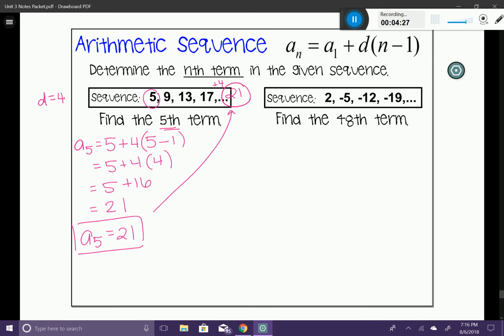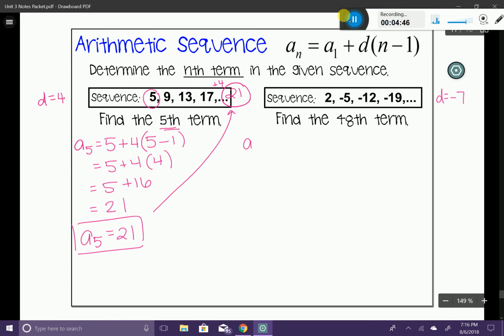Okay. We have the sequence 2, negative 5, negative 12, and negative 19. Now, we need a common difference here, and it looks like our common difference is going to be a negative number, and it's going to be negative 7. So I'm just going to go ahead and write that off to the side. Now let's set up our formula.